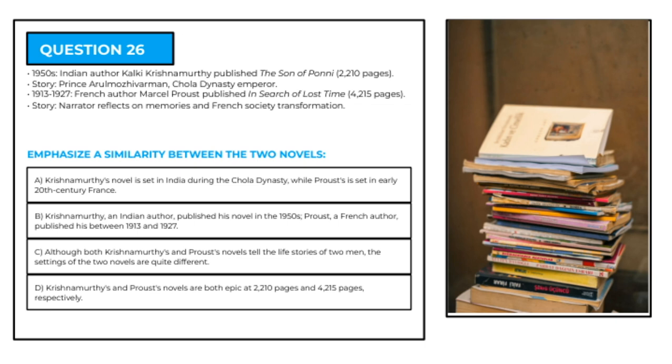But here's an interesting connection. Both novels are centered around the lives of prominent male figures. Krishnamurthy's story follows Prince Arulmozhivarman, who becomes a Chola dynasty emperor. Meanwhile, Proust's narrative is a reflection on memories and the transformation of French society through the eyes of the narrator. So, despite their different settings and times, both authors explore profound personal and societal themes through the lives of their characters. This similarity emphasizes how epic novels can transcend cultural boundaries while still exploring universal human experiences.